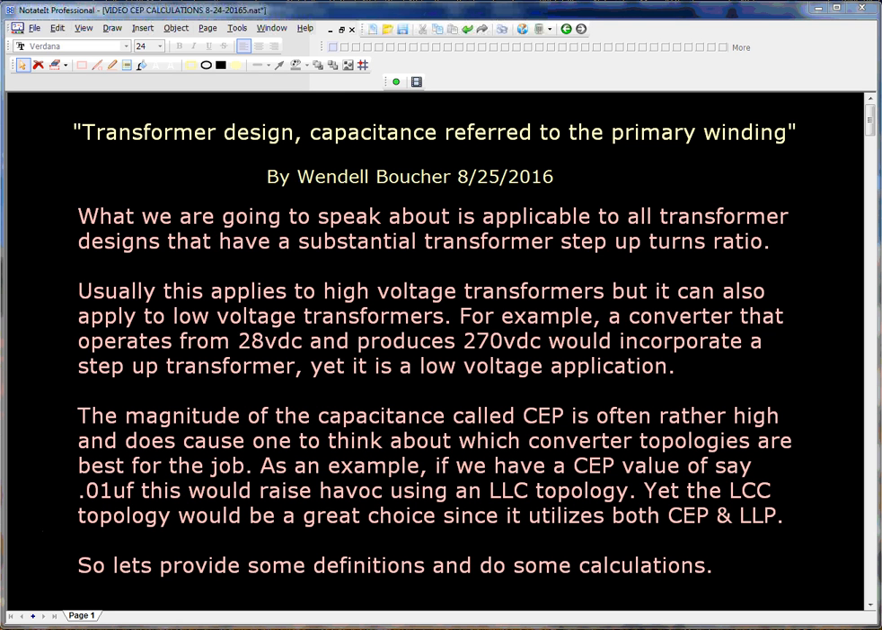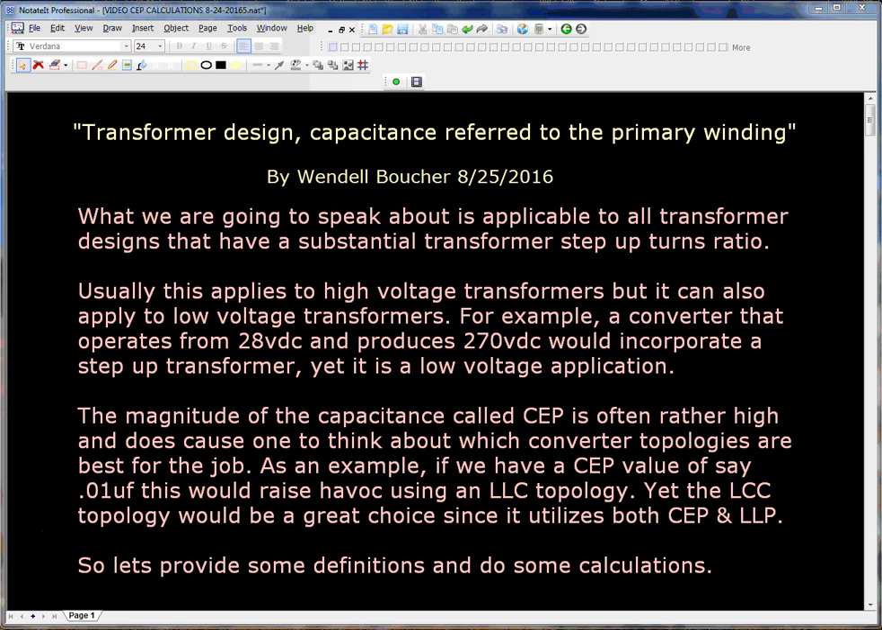For example, a converter that operates from 28 volts DC and produces 270 volts DC would incorporate a step-up transformer, yet it is considered a low voltage application. The magnitude of the capacitance, called CEP, is often rather high and does cause one to think about which converter topologies are best for the job.